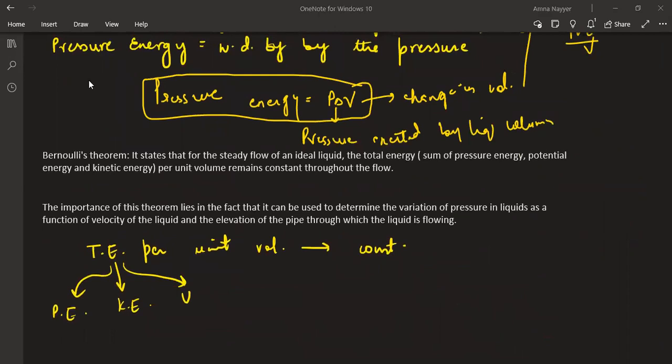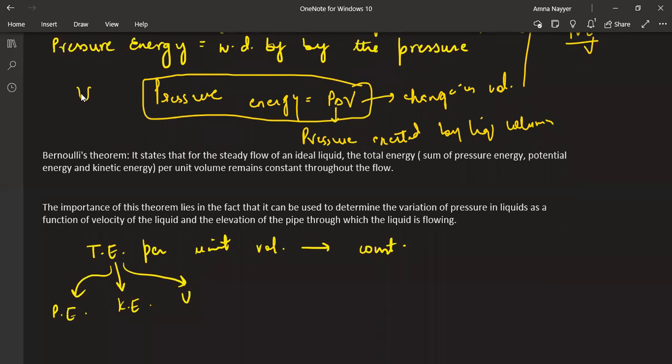Now see, coming to the main statement of Bernoulli's theorem. Three energies we discussed: kinetic energy, potential energy, and pressure energy. Bernoulli's theorem states that for steady flow of an ideal fluid, you'll have all three energies. Which three? Pressure, potential, and kinetic. We'll represent pressure energy by PE and potential energy by U. That would be better because the symbols would become very confusing otherwise.